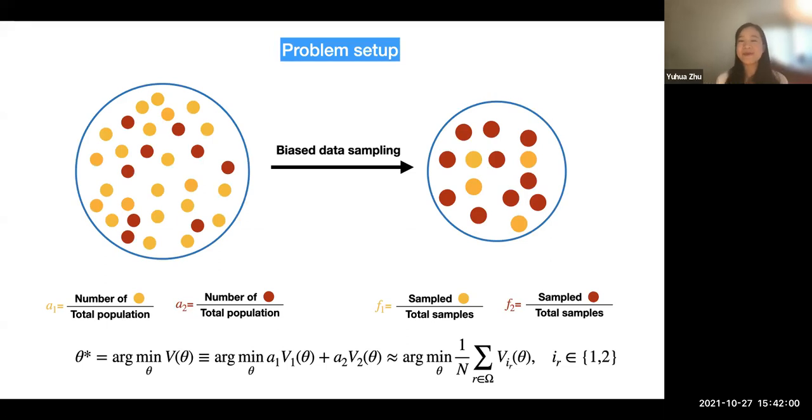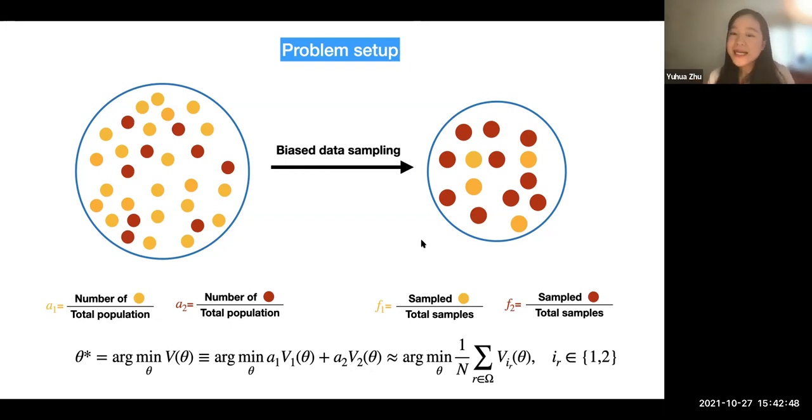First, let me explain what sampling bias is. First we assume that in a population, we have two groups, yellow dots and red dots. The population ratio of these two groups is A1 and A2. In this case, we have more population in the yellow dots and less in the red dots. The first group corresponds to the value function V1, the second group to the value function V2, and the total loss function is a weighted sum of the two losses, where the weights are the population distribution A1 and A2.